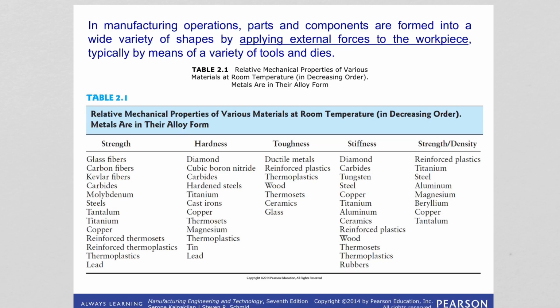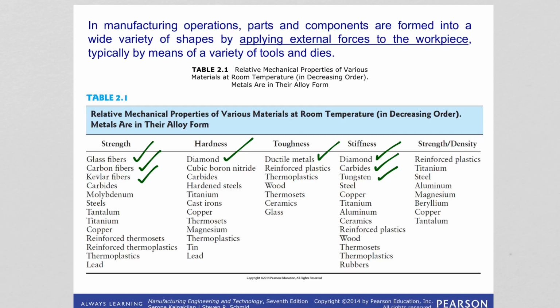Here in the table we are seeing relative mechanical properties of various materials at room temperature in decreasing order. If we look at strength, the strongest materials are usually fibers: glass fiber, carbon fiber, Kevlar fibers. Hardness: diamond is the hardest material known. Toughness: ductile metals are tough. And stiffness: the most stiff materials are diamond, carbide, and tungsten. This is because of strong covalent bonding.